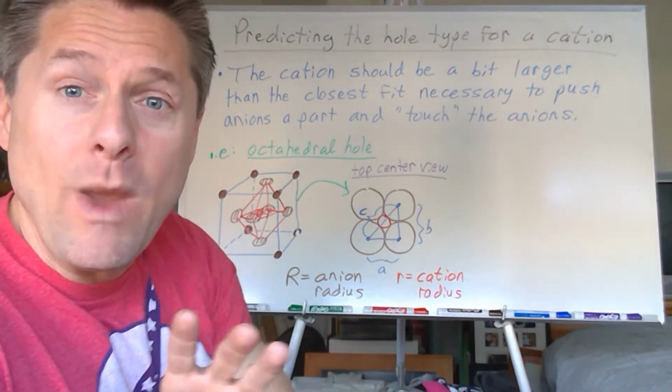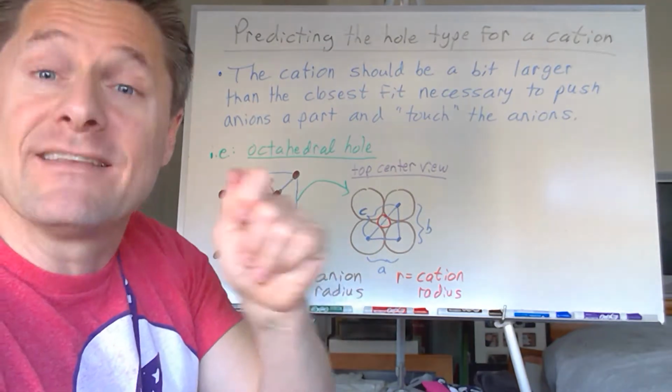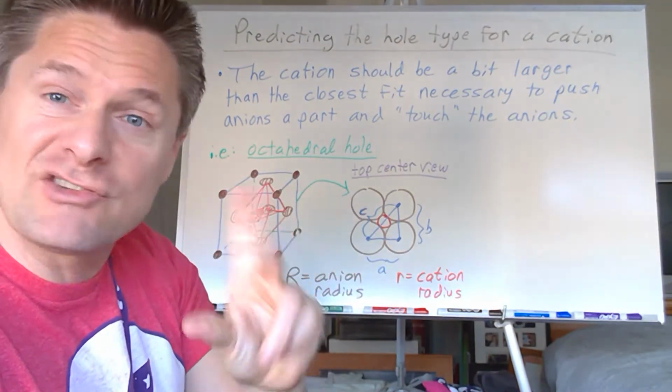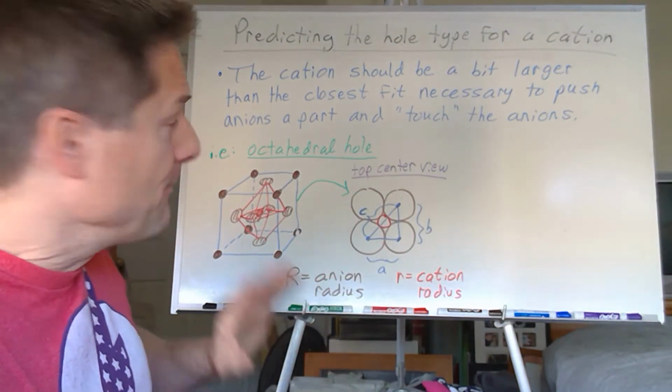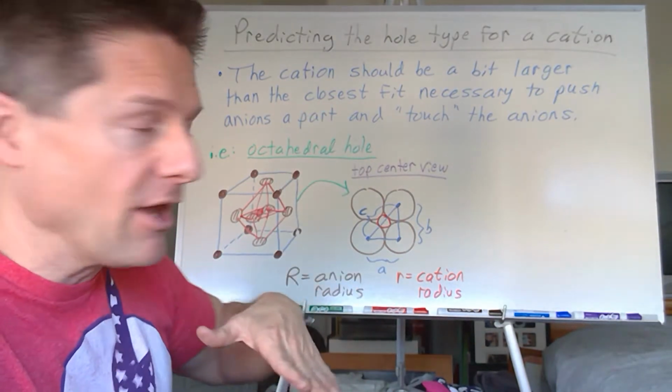We're going to create an equation to predict for this based on the ratio of the radius of the cation to the radius of the anion. Just calculate the ratio, and it shows you which hole to put it in. So let's show you how we get that ratio, just for this one, and then I'll just list them up for all the other ones.